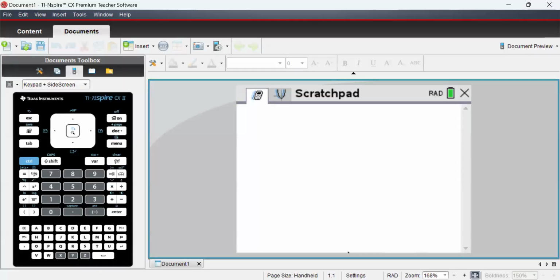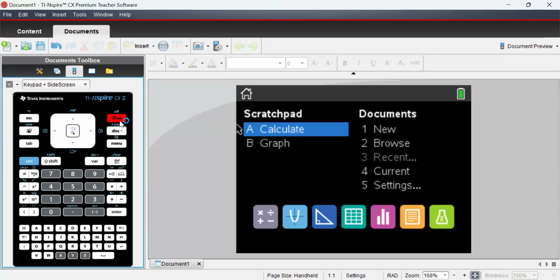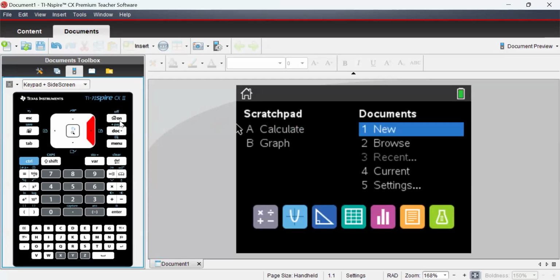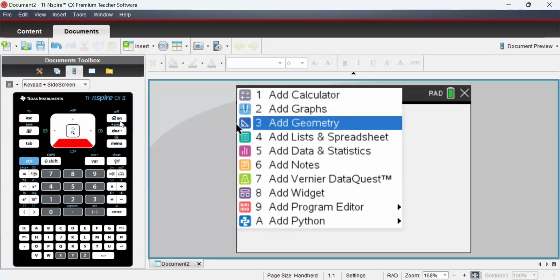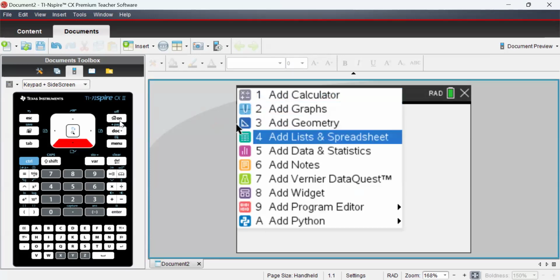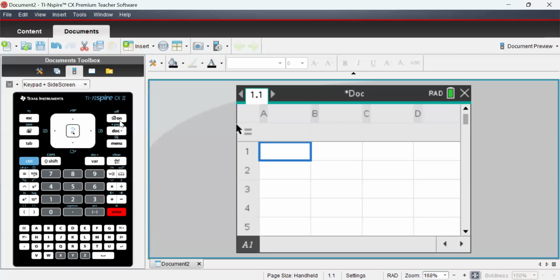All right, so we need to find the equation of a quadratic function. So we need to find a quadratic regression line. So we've done this before, so you're going to hit your home button. And again, my buttons will turn red. Go to new. It asks you want to save, and you select no. And then we're going to do number 4, add list and spreadsheet. Rename box A X and box B Y.